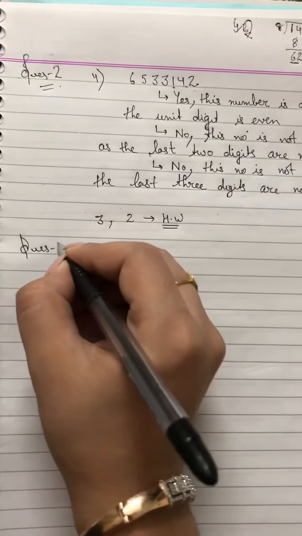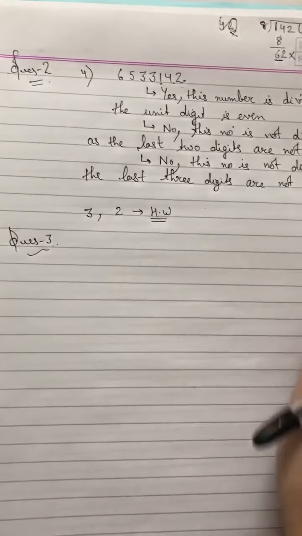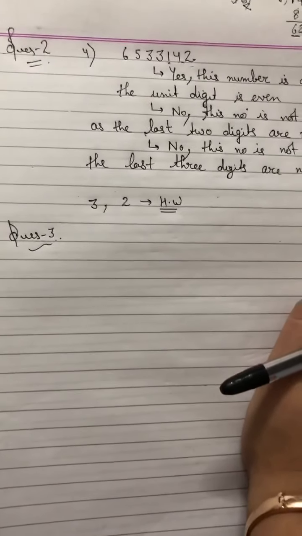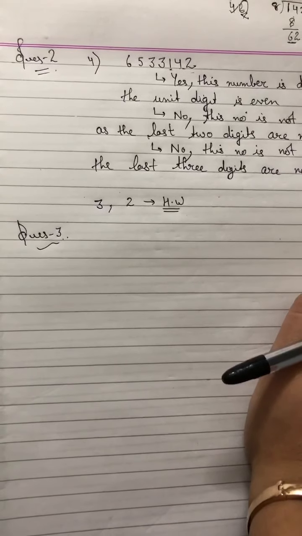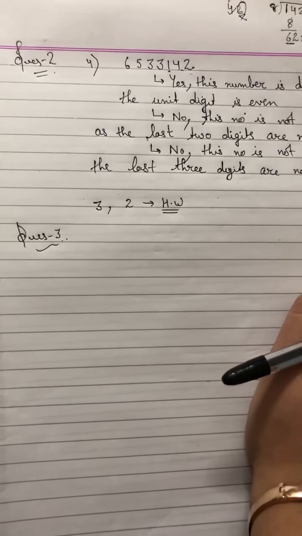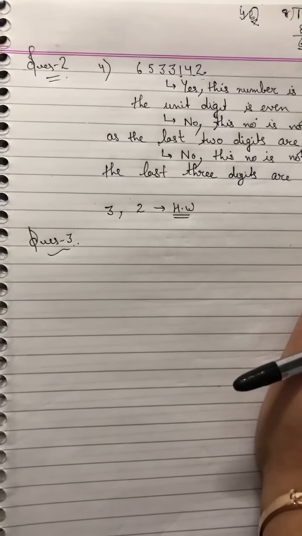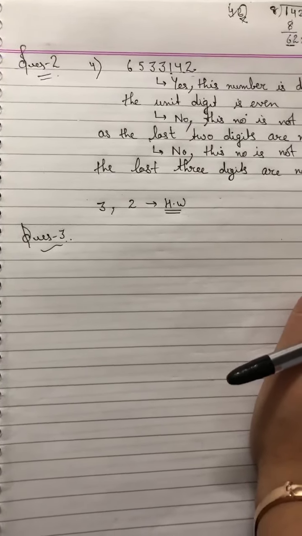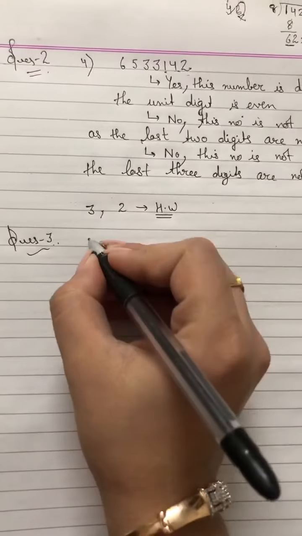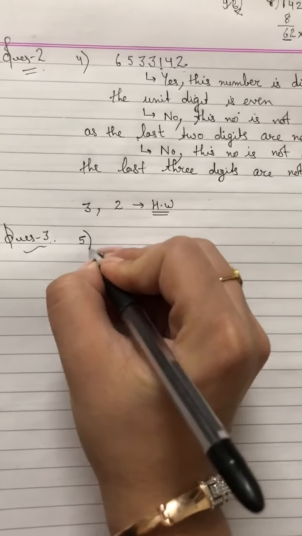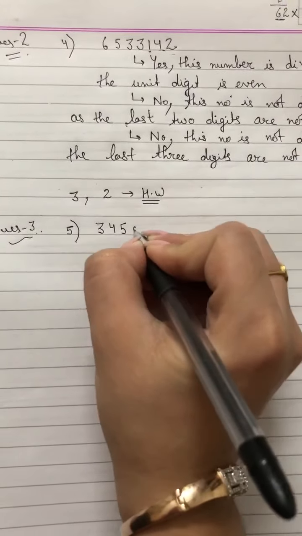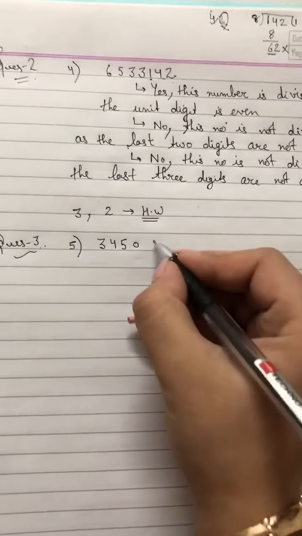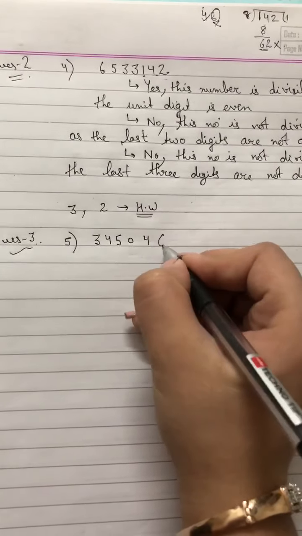Moving to question number 3. Question number 3 says, which of the following numbers are divisible by 3 or 9? 3 और 9 से कौन से numbers divisible हैं? Okay, I am taking the last part, fifth part. 345046.